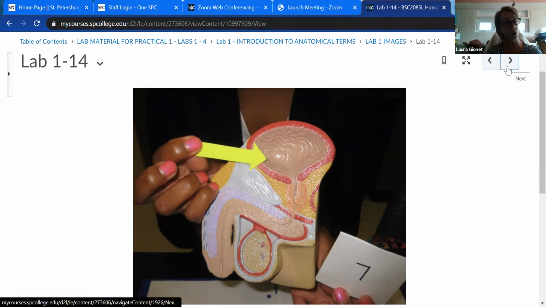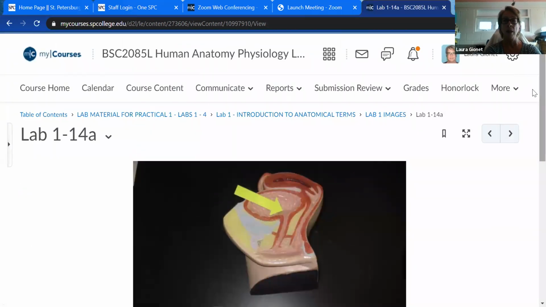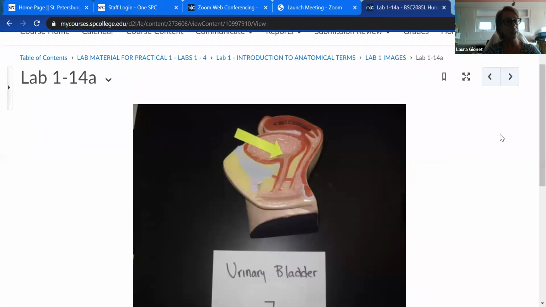There is another model shown later in these that I'm not sure if anybody, I don't think I've ever seen it during an exam, but Dr. Brightman just happened to take a picture of that. Right, and here's another urinary bladder. This is the urinary bladder on the female model.